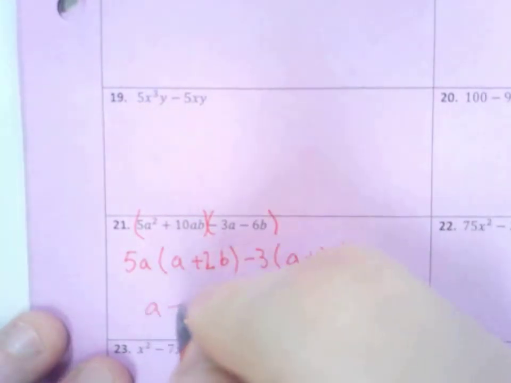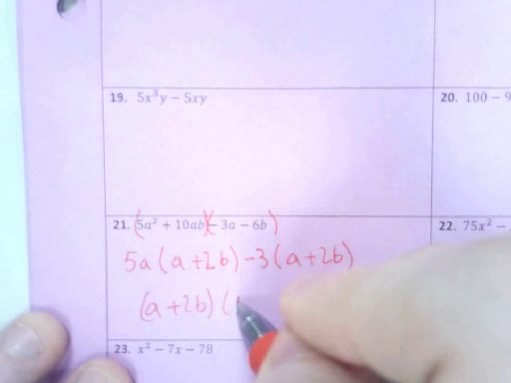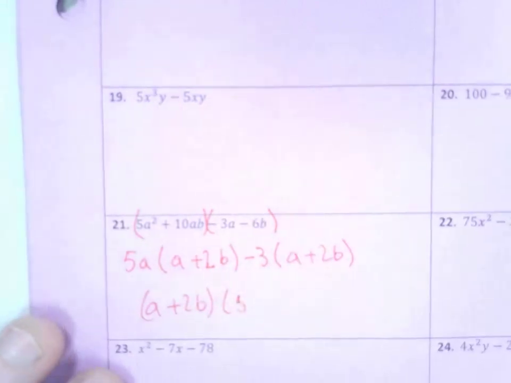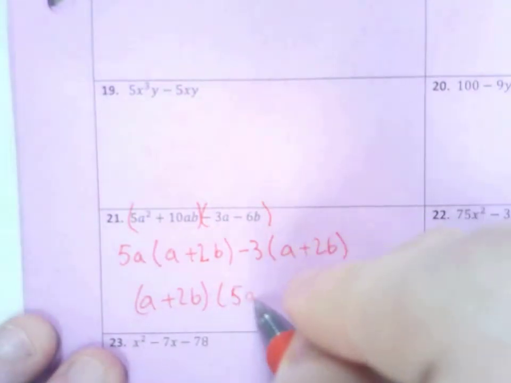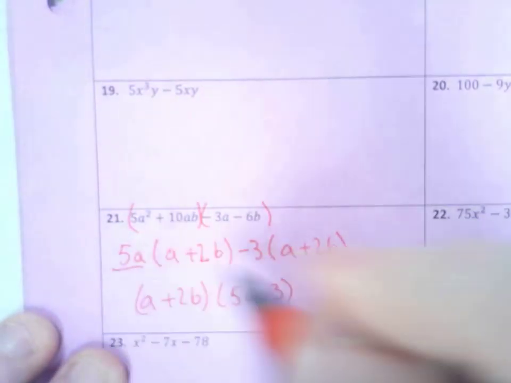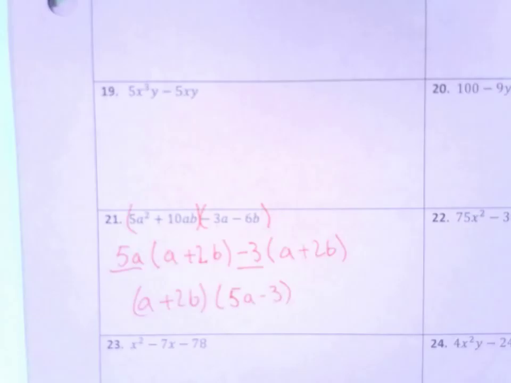That's one of our parts of our answer. What's the second part? What's the second parenthesis? 5a minus 3. So the two GCFs combine to be the second parenthesis. So that's grouping.